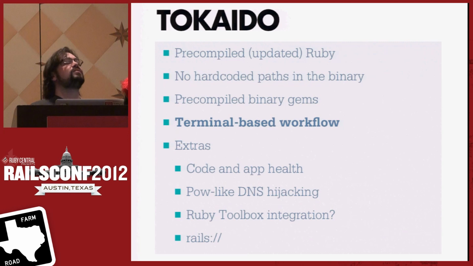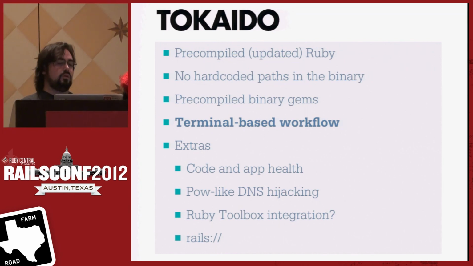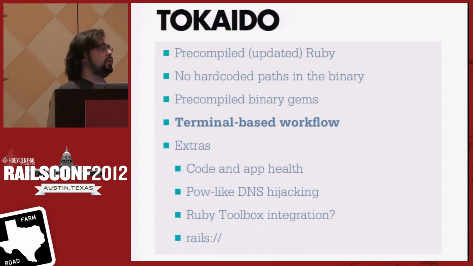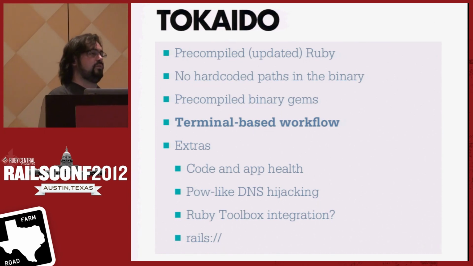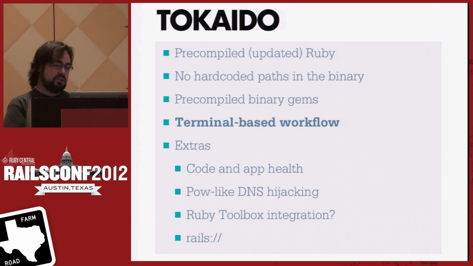No hard-coded paths in the binary, so if you just compile Ruby the way you would normally compile it, you end up with paths that are hard-coded to your local file system. Don't do that. We want to have precompiled binary gems, so if you have Nokogiri, you're not installing Nokogiri and having to find libxml on your local machine and hope it's there and hope it's the right version and hope it's the version Aaron likes.